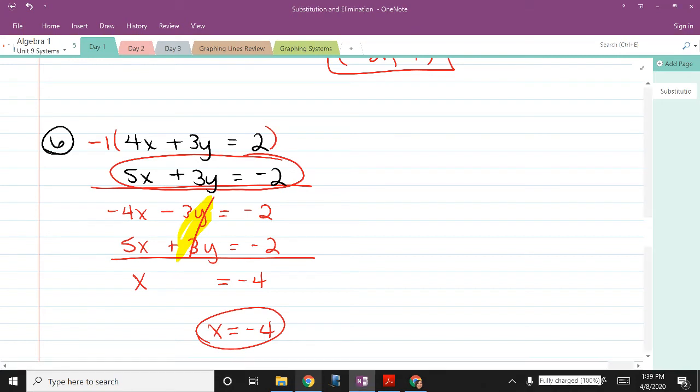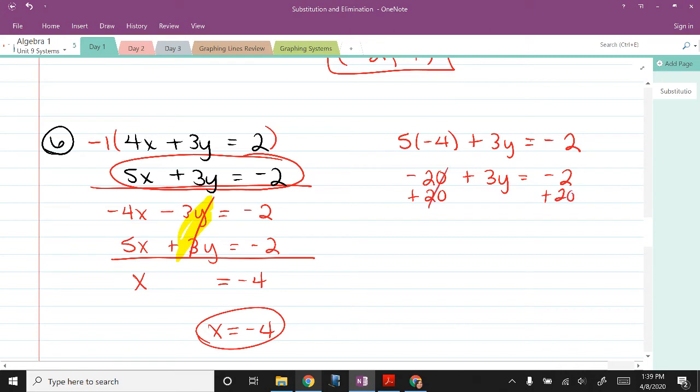So I'm going to say 5 times -4 plus 3y equals -2. So I'm using the second original equation. You can use the first one if you prefer. And I'm going to simplify that. 5 times -4 is -20 plus 3y equals -2. I'm going to add 20 to both sides. 3y then equals 18. Divide by 3, and y equals 6.